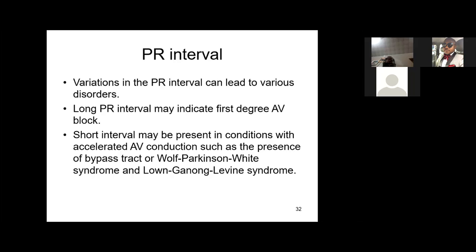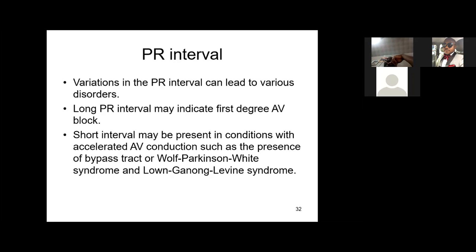Now, variations in the PR interval can lead to various disorders. Long PR interval may indicate a first-degree heart block as well as the second or third-degree heart block. Short interval may be present in conditions with accelerated atrioventricular AV conduction, such as the presence of a bypass tract or with Wolff-Parkinson-White syndrome and Lown-Ganong-Levine syndrome.